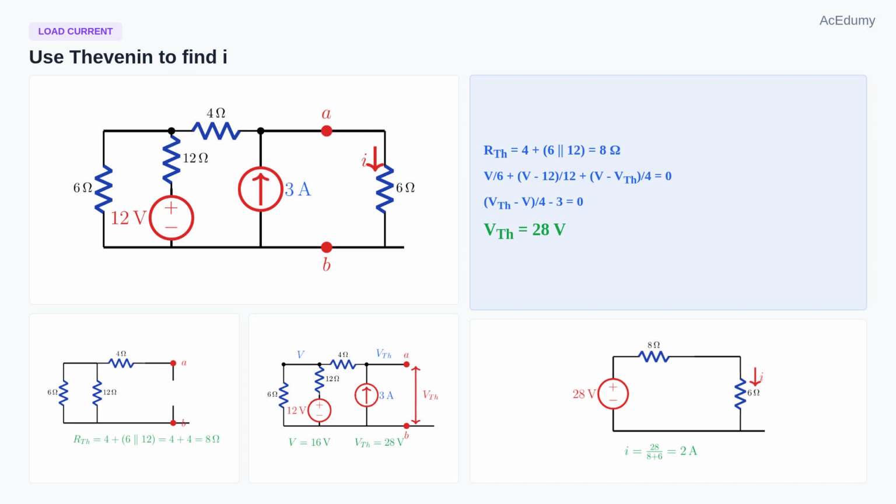For the open circuit voltage, use two-node equations. At the left top node, V over 6 plus (V minus 12) over 12 plus (V minus V Thevenin) over 4 equals 0. At the right top node, (V Thevenin minus V) over 4 minus 3 equals 0. Solving gives V equals 16 volts and V Thevenin equals 28 volts. With the 6-ohm load reconnected, the current is 28 divided by 8 plus 6, equal to 2 amperes downward.